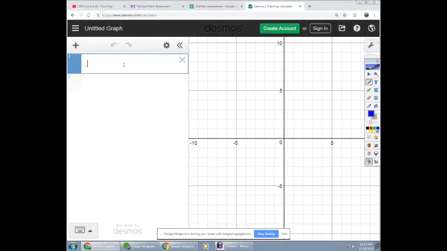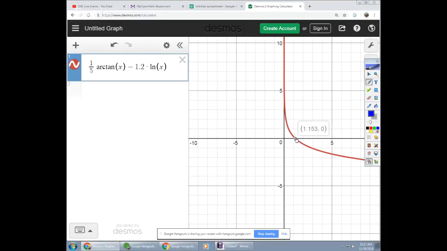I'm doing it on Desmos. I have 1/5 of the arctan of x minus 1.2. Is that what Desmos takes? Yep. Versus, let's do the minus 1.2 times the natural log of x. Oh, I think I might know what's wrong. Close parentheses. This one says it happens around 1.5.